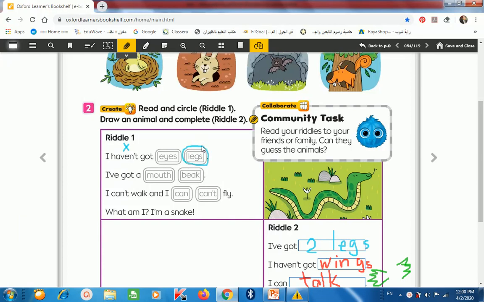Okay, I've got a mouth or a beak. Look at the snake. Is this a mouth or a beak? Of course this is not a beak, this is a mouth, so circle this. I can't walk because he has no legs. And I can or can't fly.